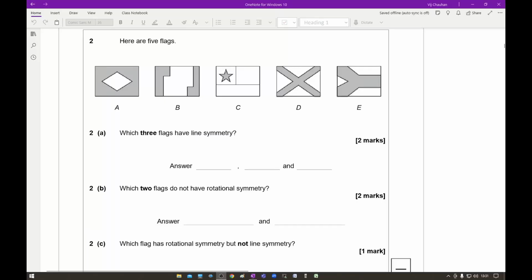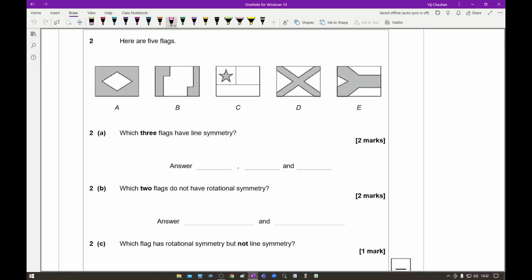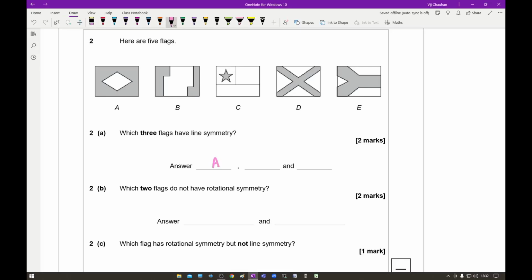Now moving on to question 2, it says here are 5 flags, and for 2A it says which 3 flags have a line of symmetry. So for this, in any particular order, A has got a line of symmetry, which is here and there. B hasn't got a line of symmetry, C hasn't got a line of symmetry, D has, and so does E.